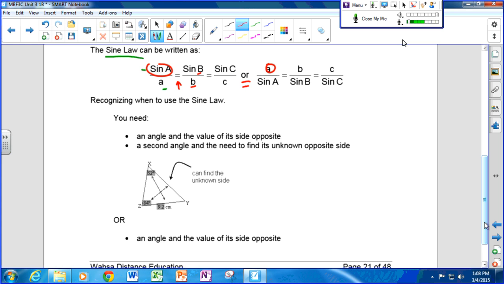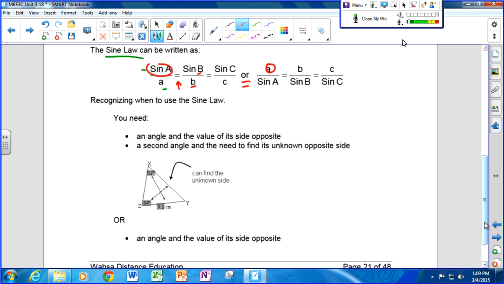That's it. That's really right. And if you have two sides and an angle, then you're going to be able to find the second angle. And if you have two angles and a side, then you're going to be able to find the missing side. Okay, that's what you can do with the sine law.